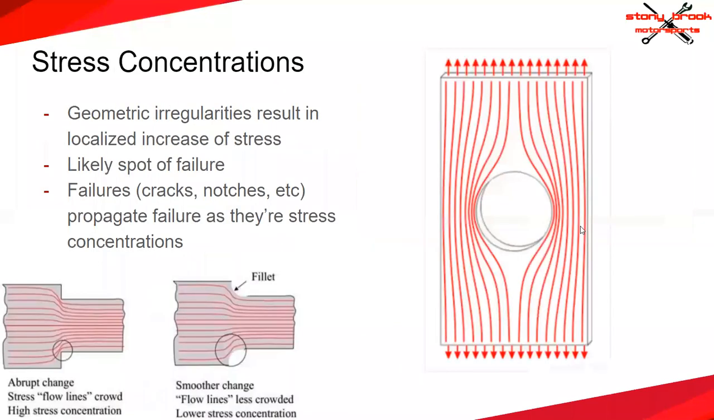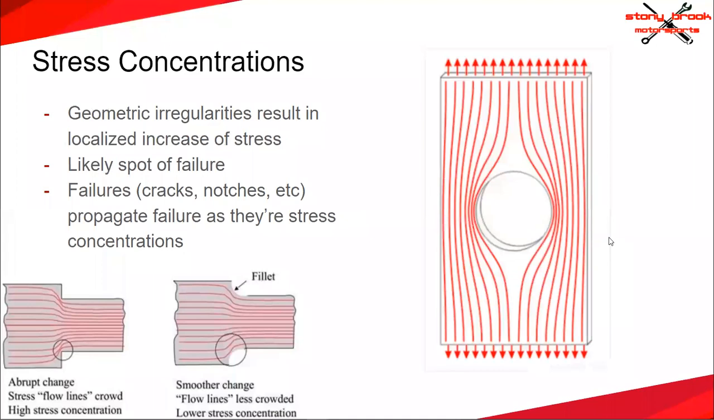All right, so another very, very important thing to understand, and we've actually had a lot of failures due to it, which I'll talk about in a moment, is stress concentrations. Stress concentrations are essentially geometric irregularities in a part, and this results in a localized increase of stress. If you have a sudden change in shape of something, a lot more force has to go through that sudden change. And more often than not, it's a likely spot of failure.